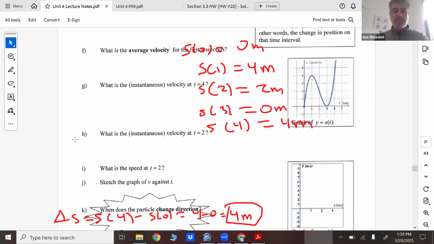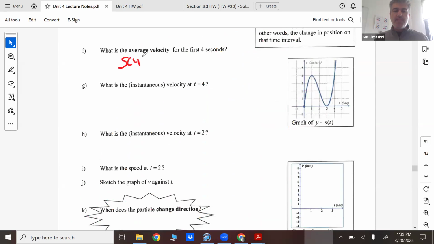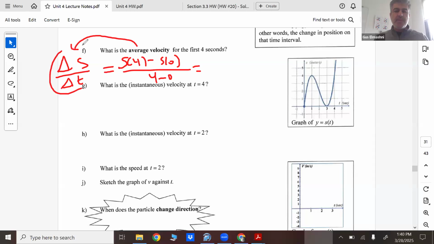Average velocity. That's going to be S of 4 minus S of 0 over what? Over 4 minus 0, exactly right. So it's the change in S over the change in T. When you see this, that will always be average velocity. For example, say you're leaving from Sacred Heart. This is a good example. I'm going to Kairos next week, I think to San Juan Bautista or somewhere in Salinas. It's about 100 miles.